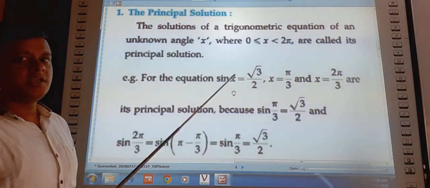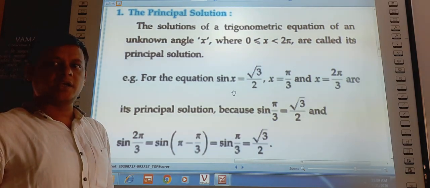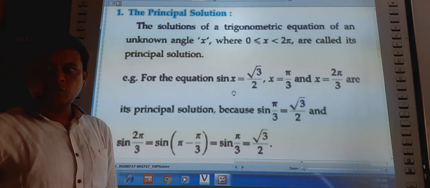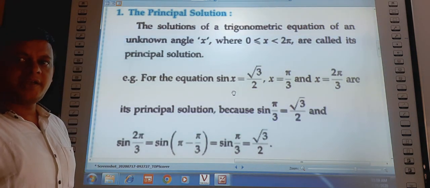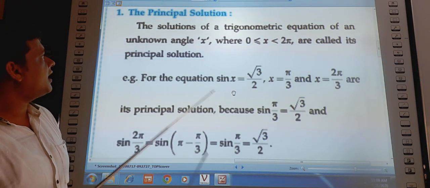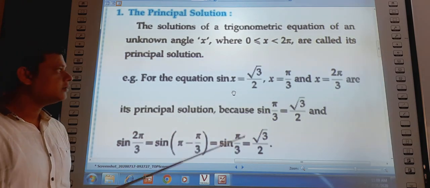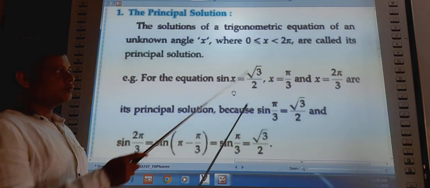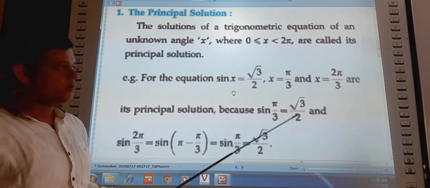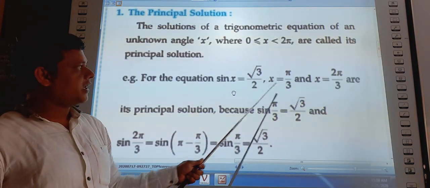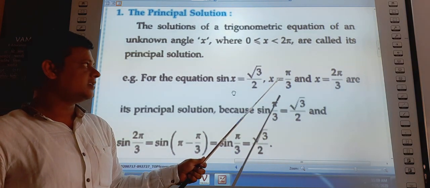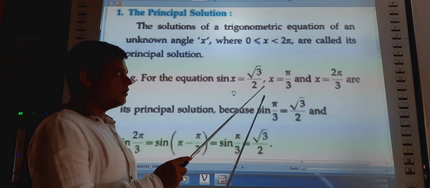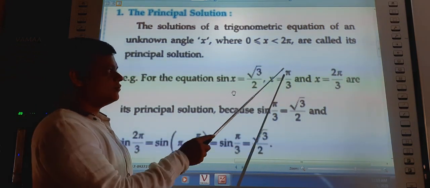म्हणजे तुम्हाला जी अननोन अँगल x ची व्हॅल्यू फाइंड करायची आहे, ती अननोन अँगल x ची व्हॅल्यू ही 0 किंवा 0 पेक्षा मोठी पण 360 पेक्षा लेस असली पाहिजे, अशाच व्हॅल्यूला आपण म्हणणार प्रिन्सिपल सोल्युशन. For example, for the equation sin x equals √3/2, from the table you know for angle x equals pi by 3, that is sin 60 is √3/2, that means its first value is x equals pi by 3.